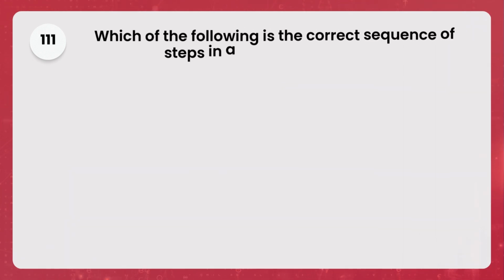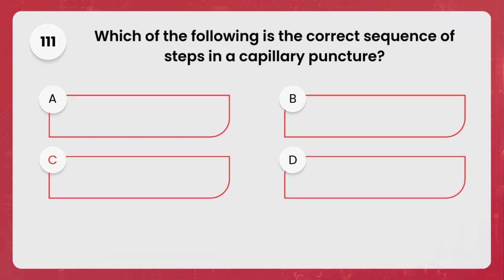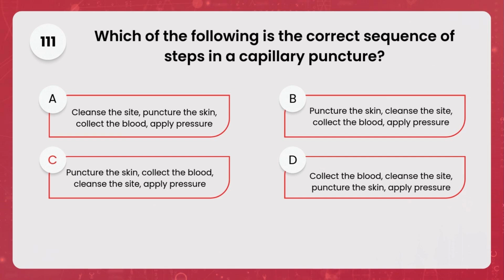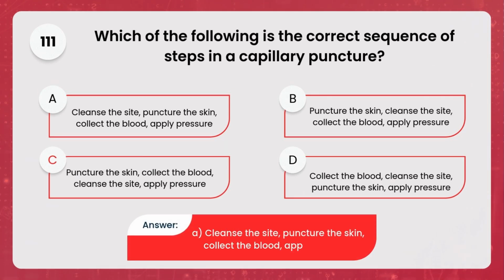Number 111. Which of the following is the correct sequence of steps in a capillary puncture? A. Cleanse the site, puncture the skin, collect the blood, apply pressure. B. Puncture the skin, cleanse the site, collect the blood, apply pressure. C. Puncture the skin, collect the blood, cleanse the site, apply pressure. And D. Collect the blood, cleanse the site, puncture the skin, and apply pressure. The answer is A. Cleanse the site, puncture the skin, collect the blood, apply pressure.